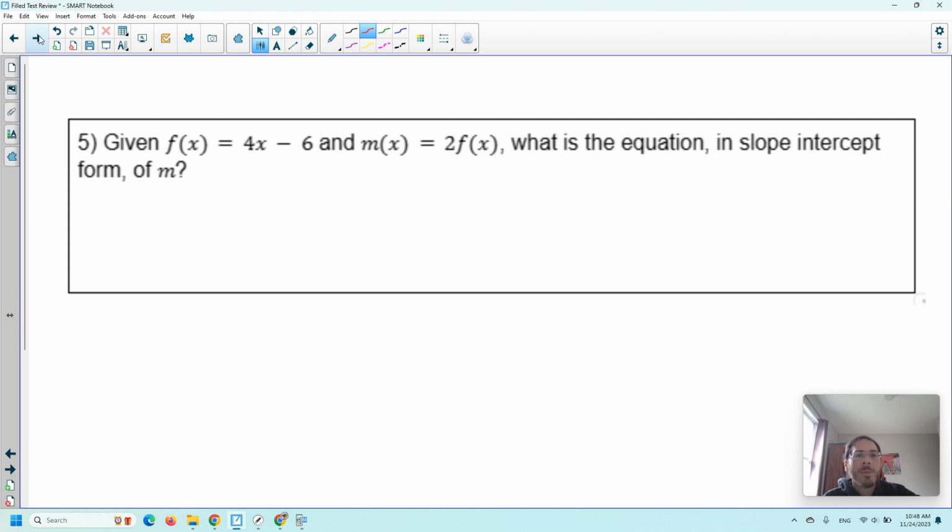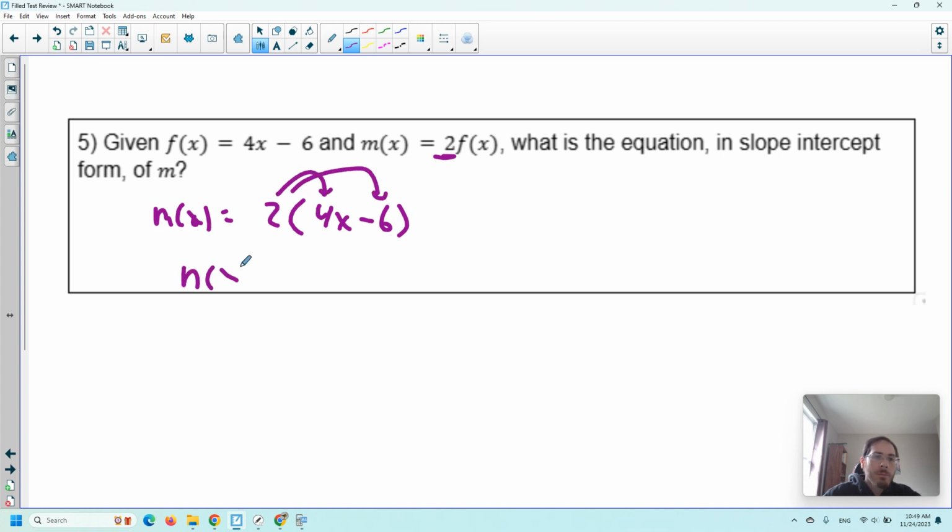On to number 5. So it says, given f of x equals 4x minus 6, and m of x is 2 times quantity 4x minus 6, what's the equation in slope-intercept form of m? When we did the quiz, this one turned out to be a little bit tricky. But we can see we got the 2 out front. So really all we're going to do is multiply everything by 2. We'll distribute the 2. So we get 8x minus 12, and we're done.